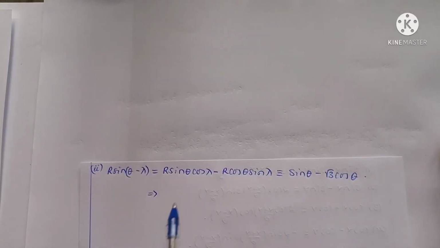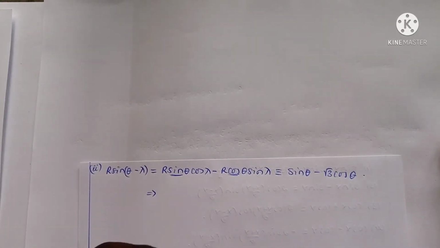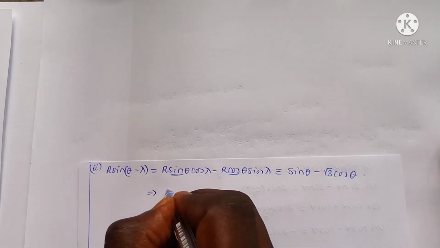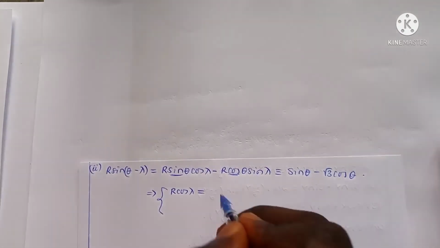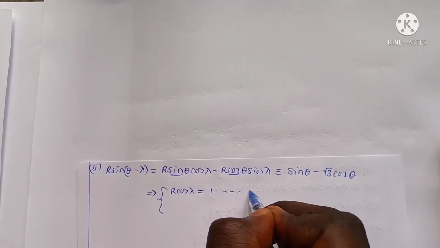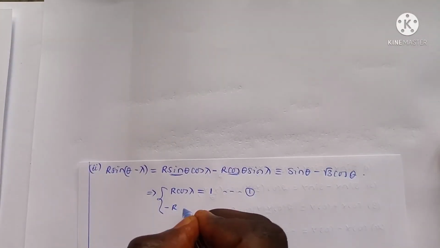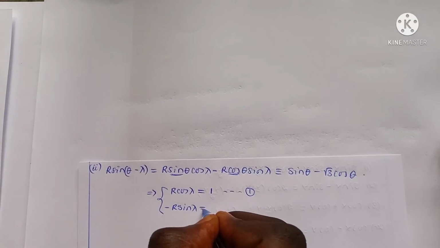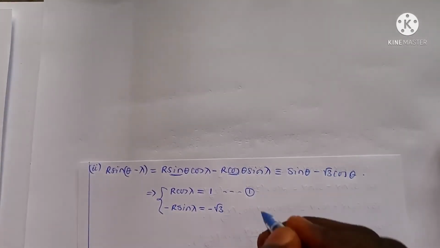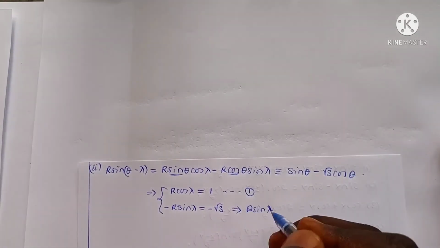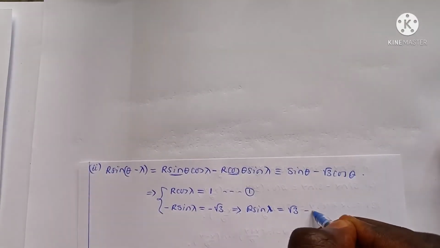So here we need to compare the coefficients of sine theta and cos theta on both sides. On the left, the coefficient of sine theta is r cos lambda, which is equal to the coefficient of sine theta here, which is 1. So let's name this 1. And here, the coefficient of cos theta is negative r sine lambda, which is equal to the coefficient of cos theta, which is negative root 3. If you divide both sides by negative 1, we obtain r sine lambda equal to root 3. So let's call this 2.